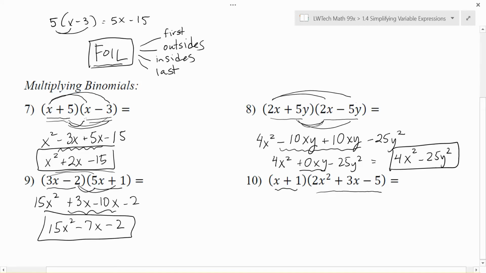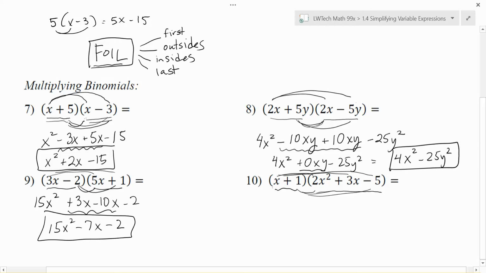The term FOIL doesn't help us very much because we do have more than 4 multiplications we're going to have to do, because this x up here is going to have to be multiplied by all 3 of these. And this 1 here is going to have to be multiplied by all 3 of those. So I have to do a full rainbow of multiplications here. So let's go through and do each of these.